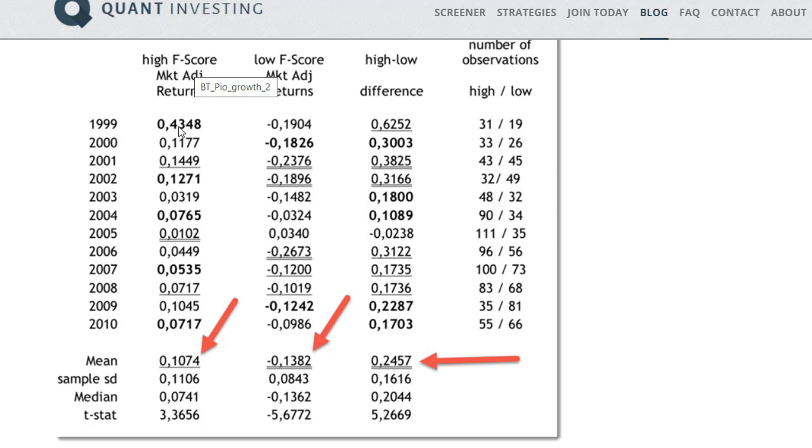So in 1999, that would have outperformed the market by 43%. And so on. The numbers are not quite as big all the years, but the mean is 10.7% here. And if you had chosen the same growth stock strategy, but only had chosen the stocks with a low Piotroski F-score, you would have underperformed the market every year except 2005. All the other years it would have underperformed the overall market. So overall, an underperformance mean of 13.8%.